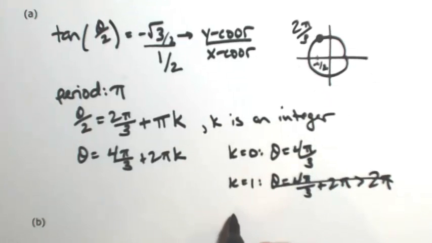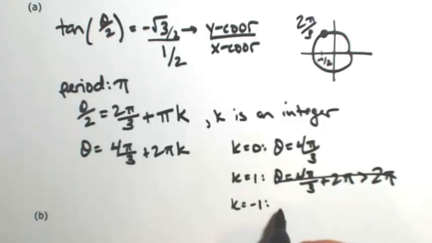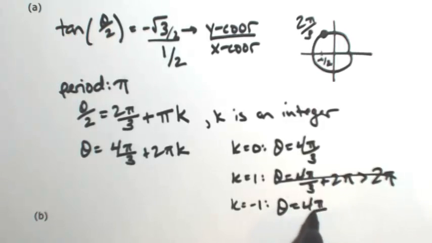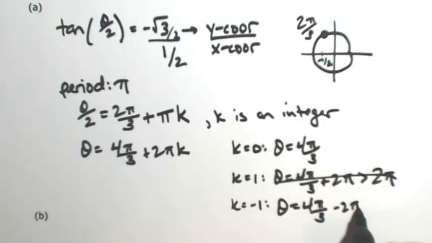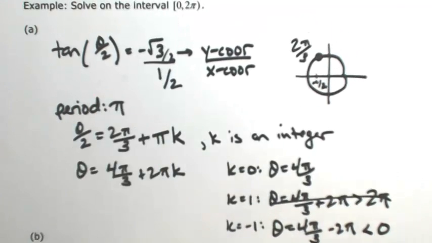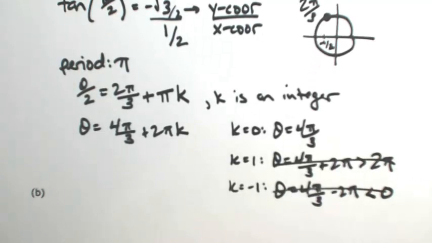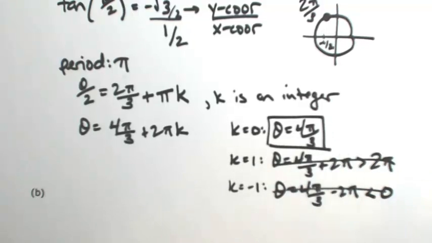Let me go backwards. k equals negative 1. So theta would be 4 pi over 3 plus 2 pi times negative 1, in other words, minus 2 pi. But then we have the exact same predicament. If I take away 2 pi, then I'm going to be less than 0. We need to be between 0 and 2 pi. So again, this is not an answer. So the only one we have is 4 pi over 3.